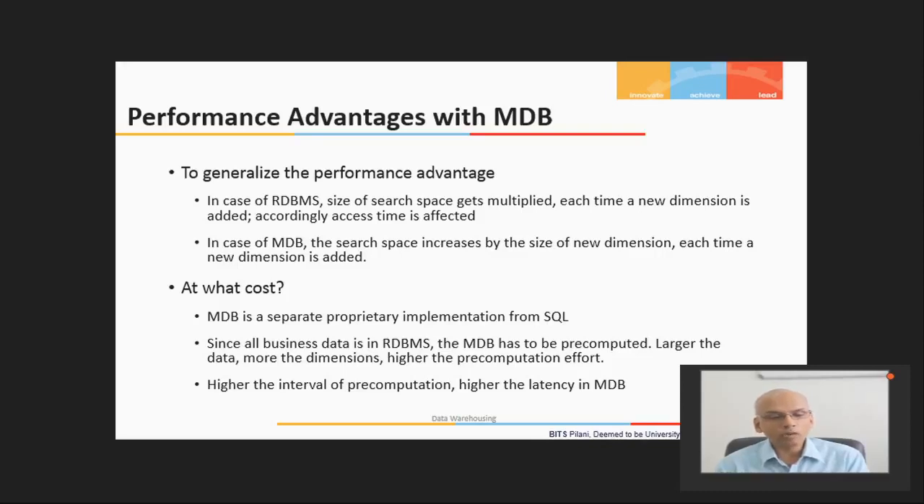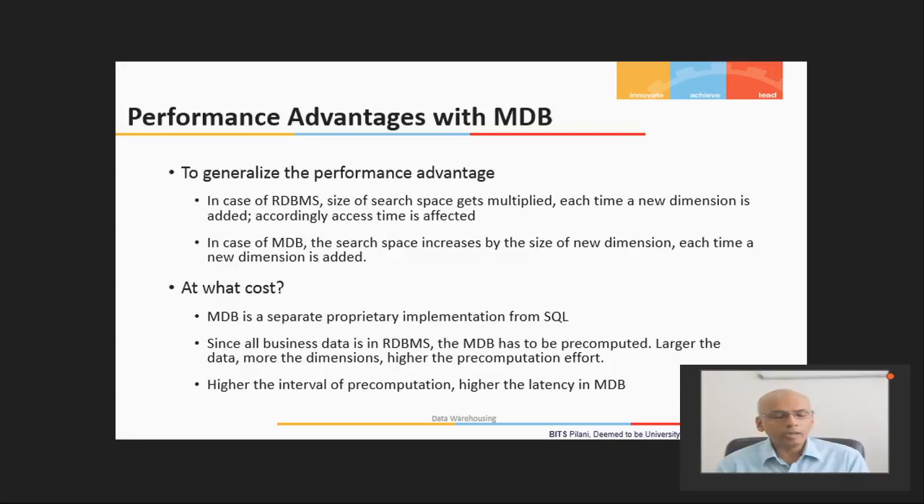But at what cost is the multi-dimensional database giving you these advantages? One is that multi-dimensional databases are proprietary implementations from several vendors. Unlike SQL, where there is a lot of standardization, and though the operations are much simpler, you can't do as much with respect to the summaries and the kind of statistics as you can in MDBs.